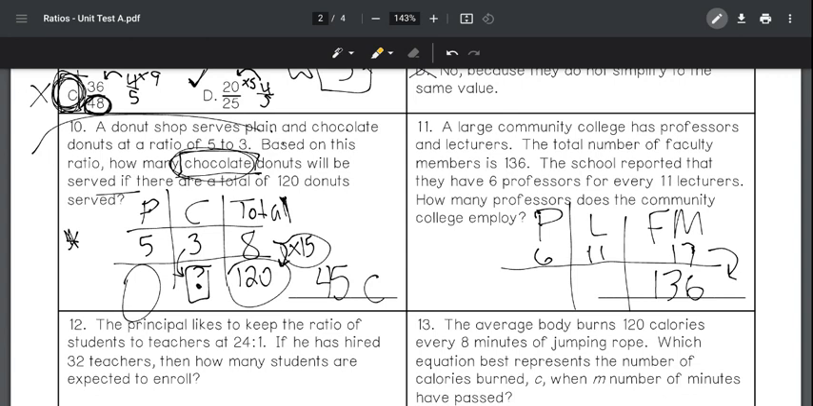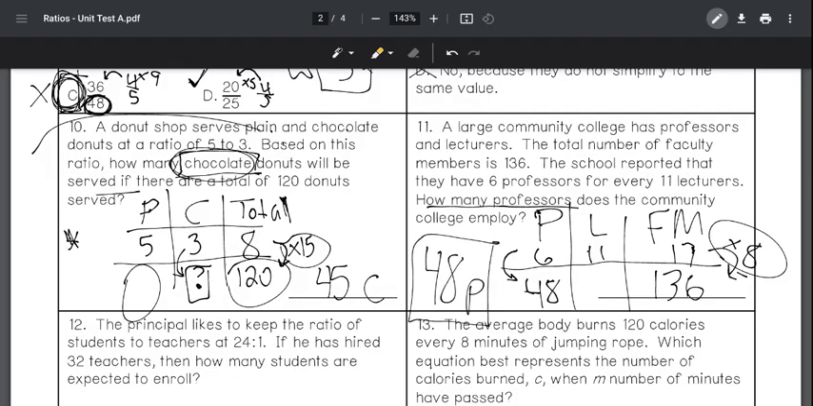Okay, so you can do guess and check multiplication, or you can do 136 divided by 17, and you end up getting 8. So 17 times 8 gives us 136. But the question said, how many professors does the community college have? So same thing from the last problem. We have to multiply by our scale factor to go from the top row to the bottom row. So 6 times 8 gives us 48. 6 and 8 makes 48. So there are 48 professors. That was our final answer, 48 professors.